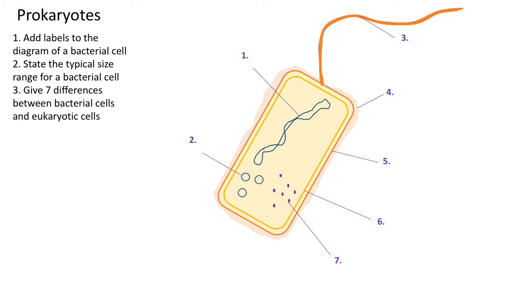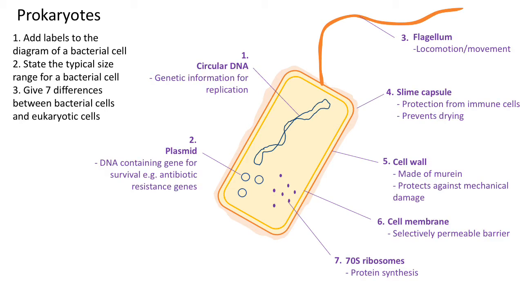Okay, so we have a diagram of a prokaryotic cell, a bacterial cell, 7 labels to add. Your answers should have been this. Okay, so question 2, a typical size for a bacterial cell is this. And 7 differences between bacterial cells and eukaryotic cells.